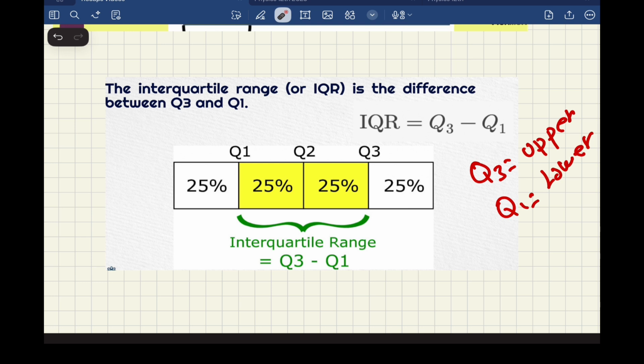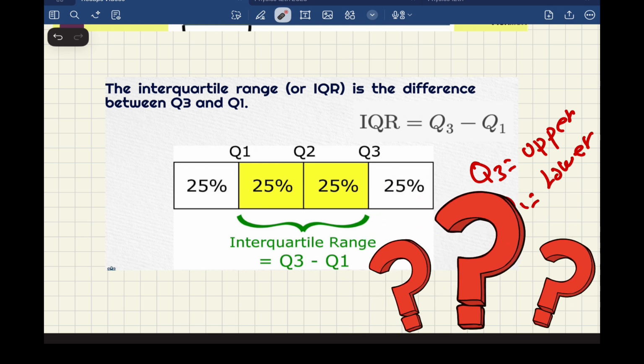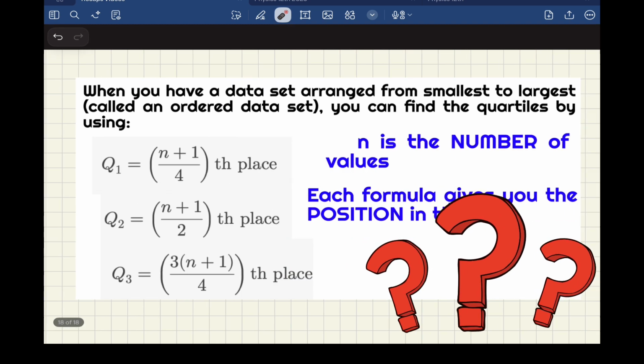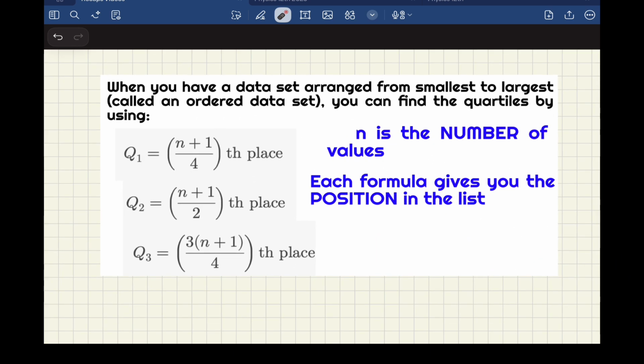So how can we find the Q3 and Q1? Well, there are these formulas. When we are going to do this manually by hand, we are going to use this. We have Q1, Q2, and Q3.